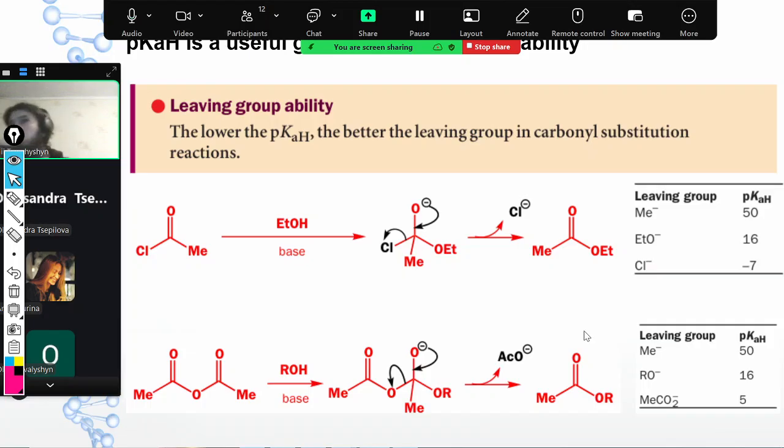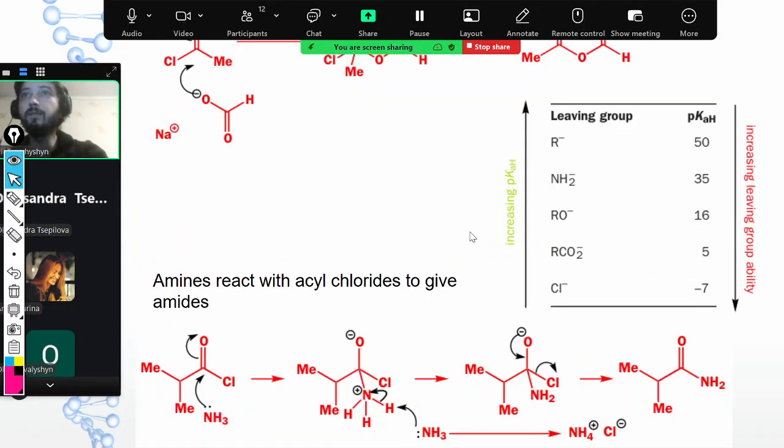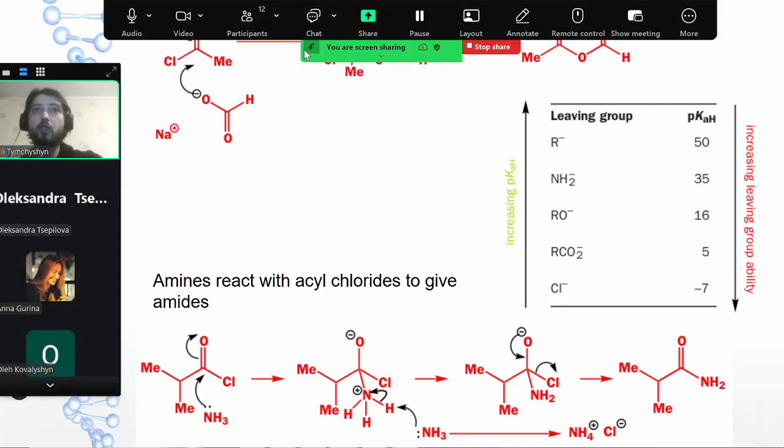Okay, this part more or less clear, I hope. Good. Here's one again, some sort of table that shows us pKa's and thus leaving group abilities. So increasing leaving group ability goes with decreasing pKa. So pKa grows this way, leaving group ability grows this way. Few more reactions.